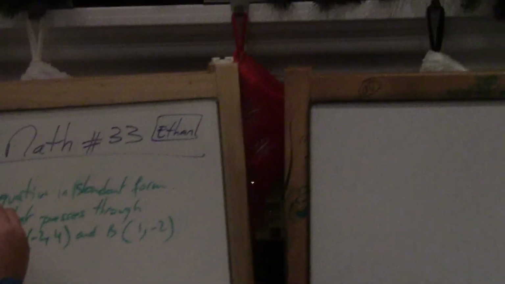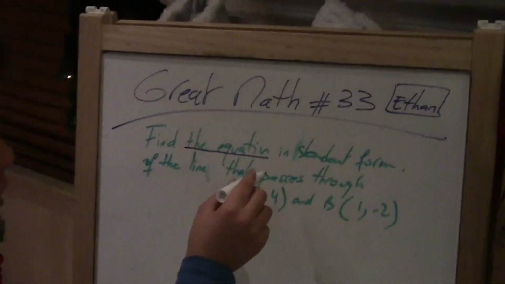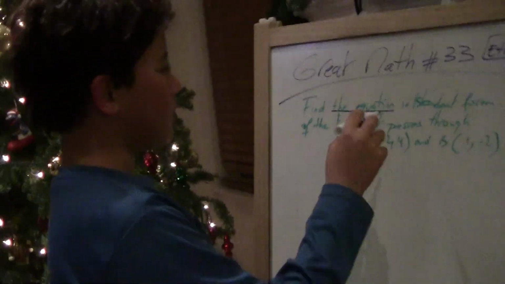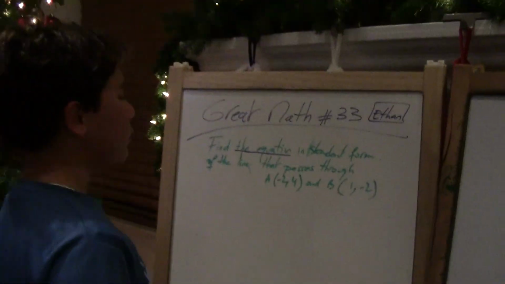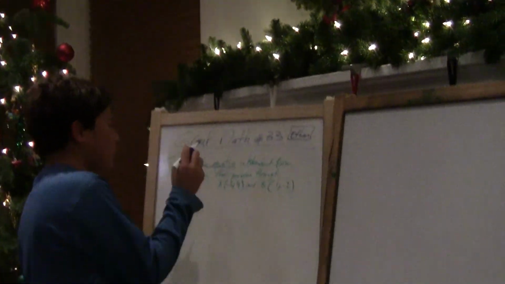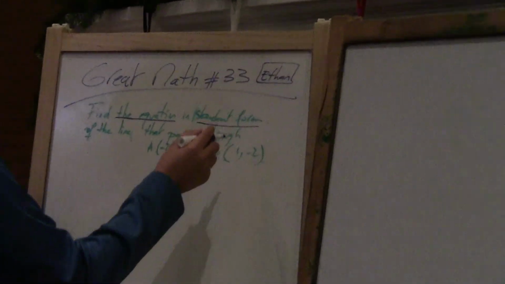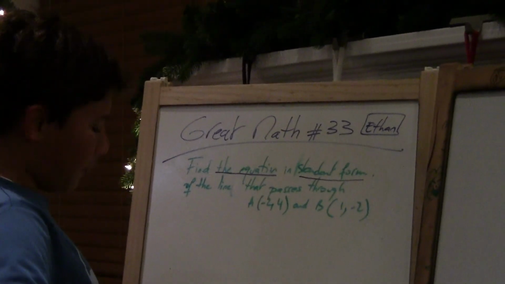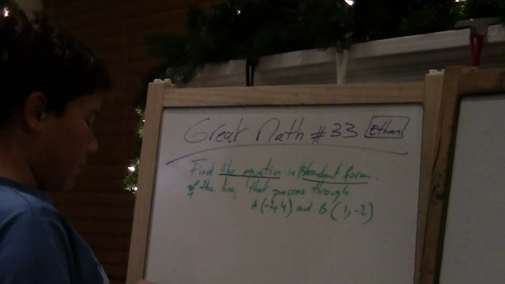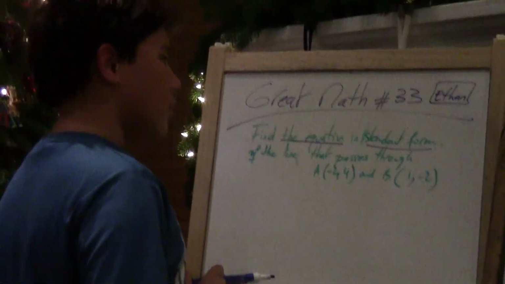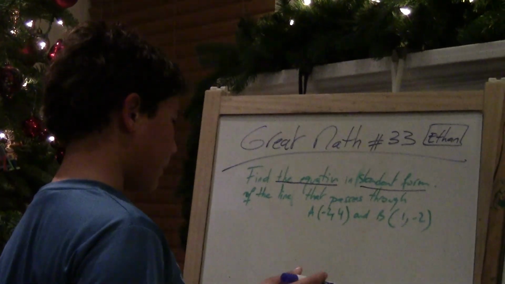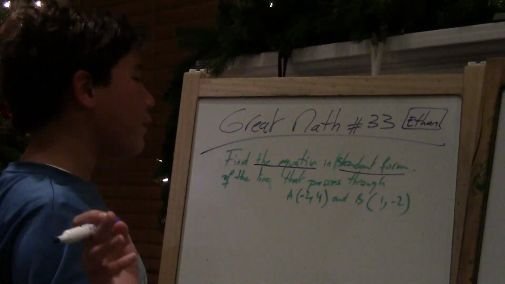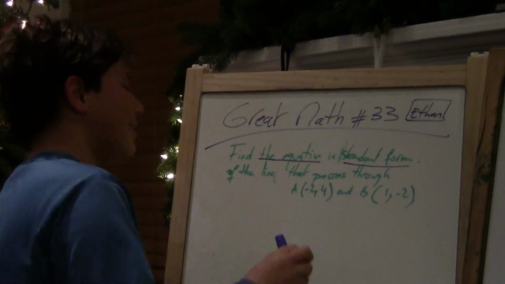Anyways, in order to find the equation in standard form, you have to find the equation. But what does standard form even mean? Well, basically it's supposed to be in the form of an equation, but before we even find the equation, we have to find the slope between these two.